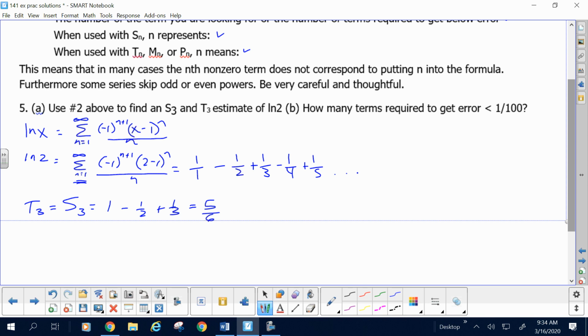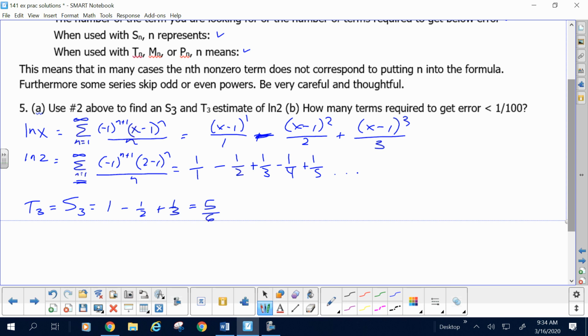And you can see that this starts at x minus 1 to the 1 over 1, and then goes x minus 1 squared over 2 plus x minus 1 to the third over 3. So in this case, third degree Taylor and 3 terms to estimate are the same. So my estimate is 5/6, all right?